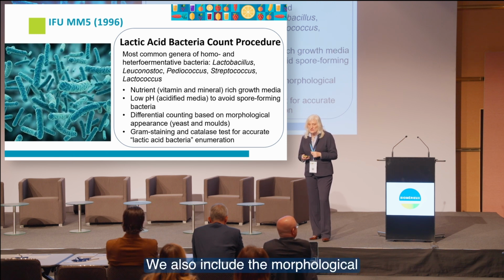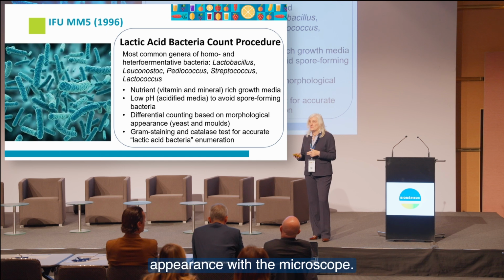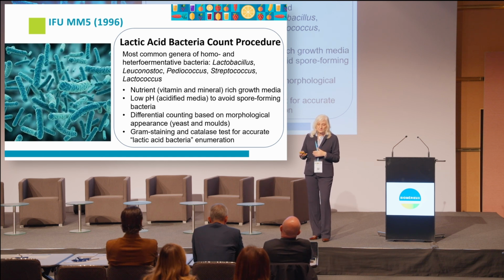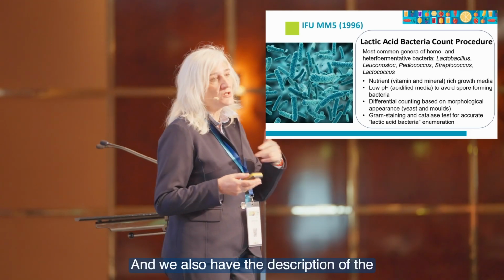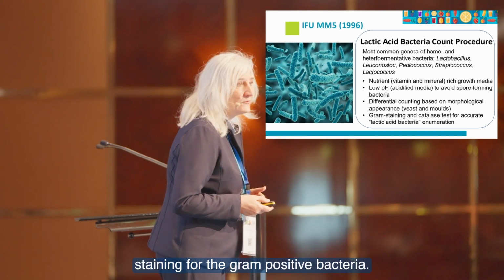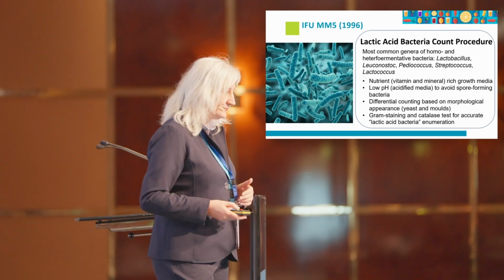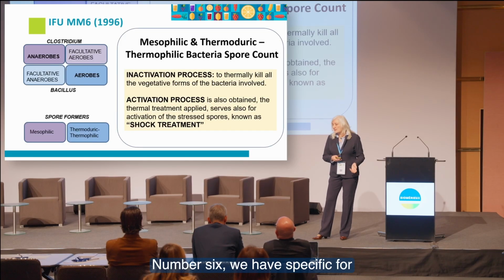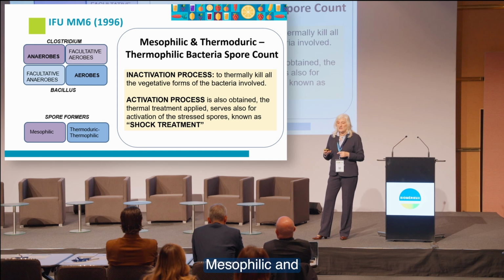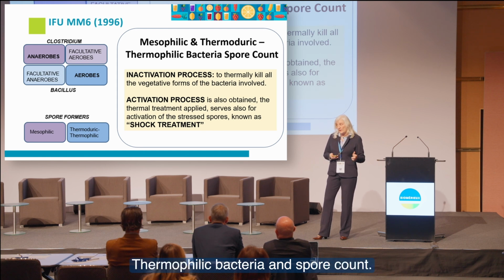We also include the morphological appearance with a microscope, and we also have the description of the staining for the gram-positive bacteria. Number 6, we have specific for mesophilic and thermophilic bacteria and spore count.